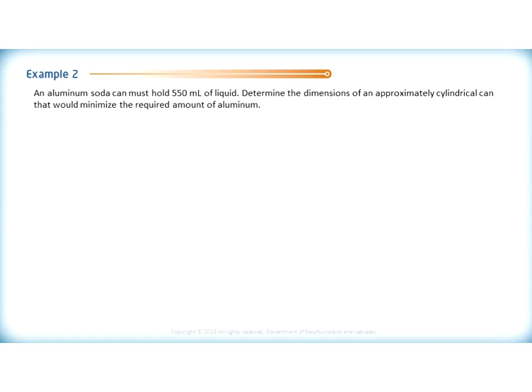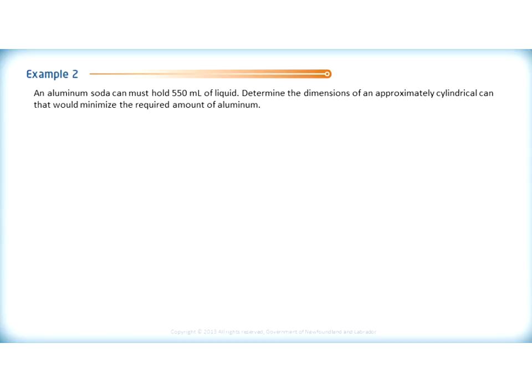An aluminum soda can is to be constructed. So it has to hold 550 milliliters of liquid. That's a big soda can. Determine the dimensions of an approximately cylindrical can, because they're not exactly cylinders, but we can approximate that here, that would minimize the required amount of aluminum.